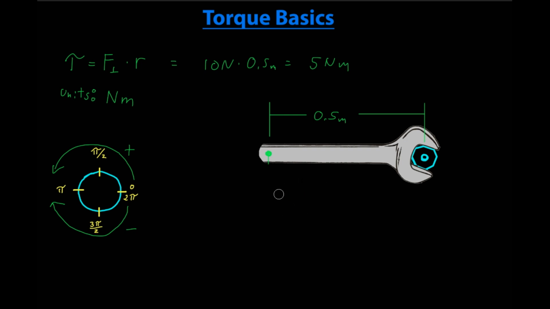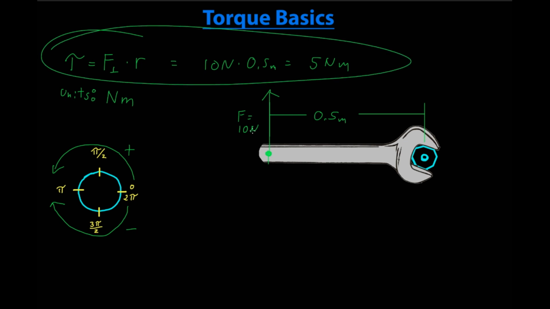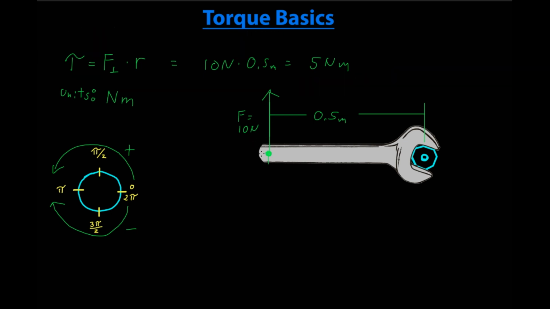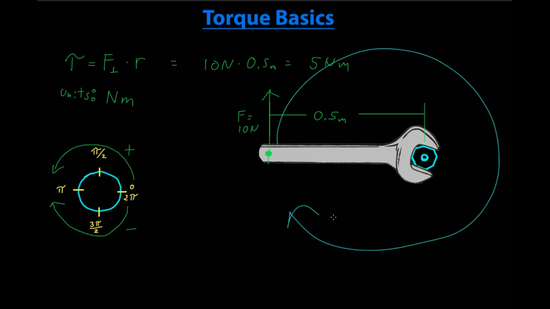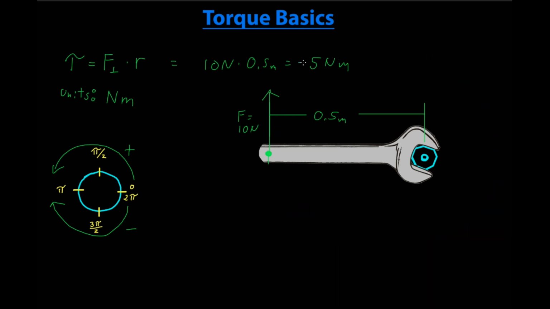Now, more importantly, I'm going to reverse this. Now, I'm going to say the force is upward. So again, force is 10 newtons. Well, our equation here is exactly the same. 10 newtons times 0.5 meters. However, looking at my image here, this would rotate clockwise. That would therefore make this a negative torque.